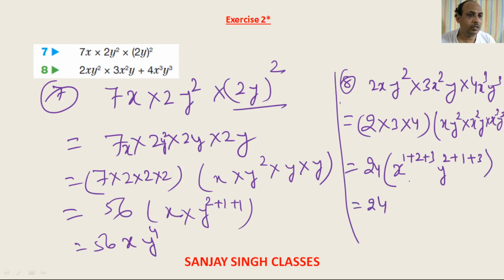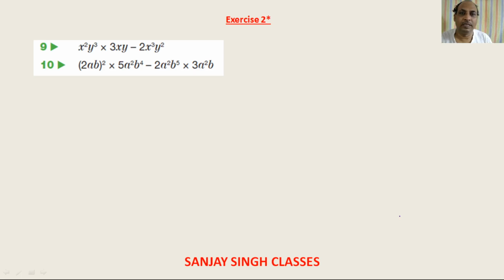We have got 24 x to the power 1 plus 2 plus 3, that is 6. Again here y to the power 2 plus 1 plus 3, so y to the power 6. Right.